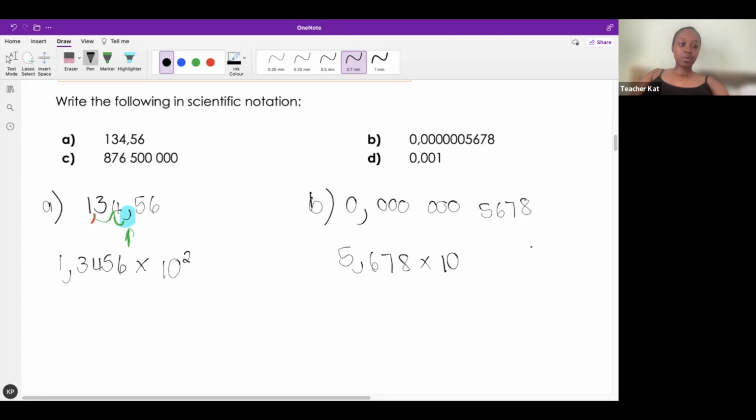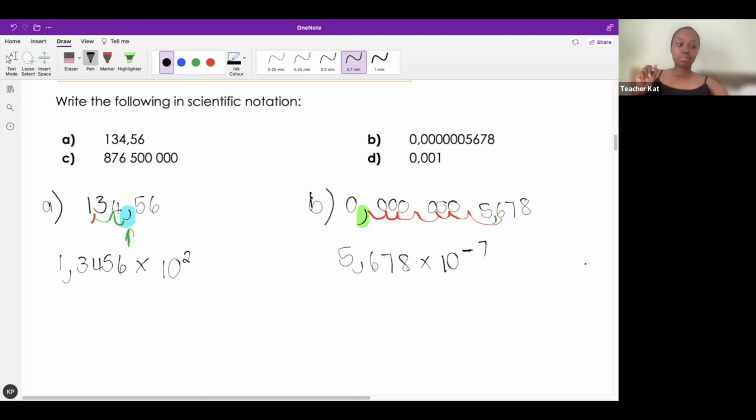Right, so my exponent is negative. And how many times are we moving it? We're starting over here. We want to be over here. Okay, let's count, guys. We're starting there. 1, 2, 3, 4, 5, 6, 7 times.